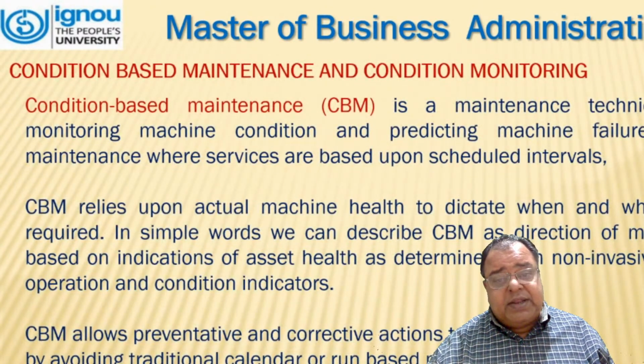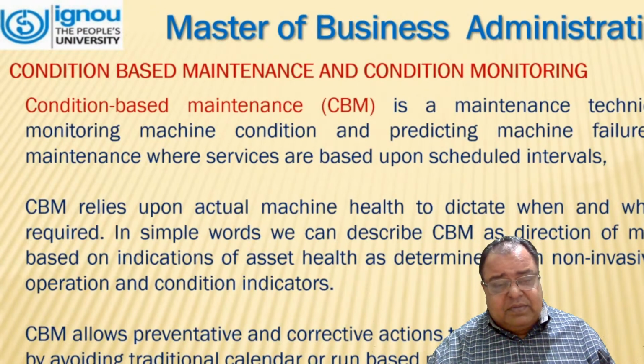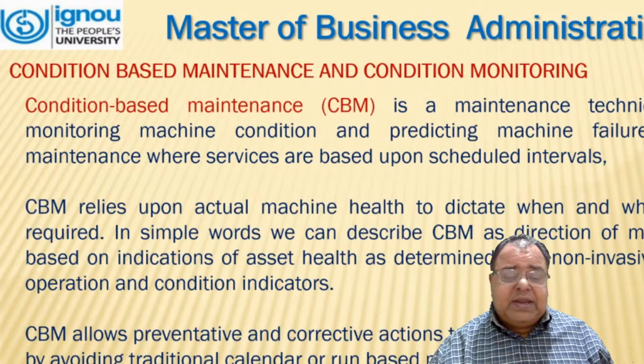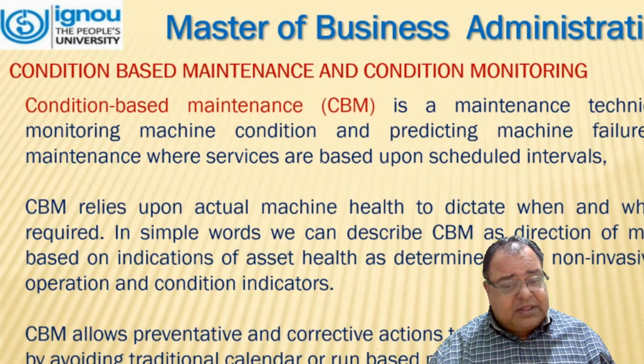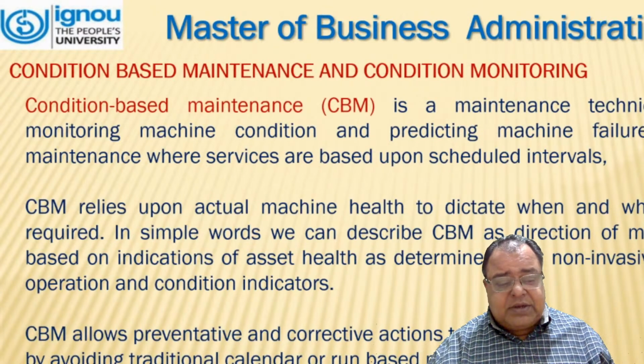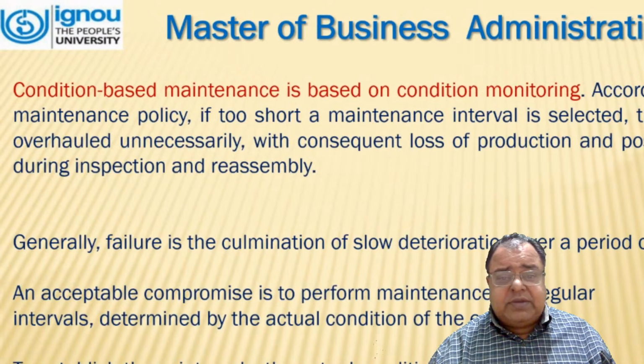Now, what is condition based maintenance and condition monitoring? Condition based maintenance is a maintenance technique that involves monitoring machine condition and predicting machine failure. Unlike periodic maintenance, where services are based upon scheduled intervals, CBM relies upon actual machine health to dictate when and what maintenance is required. In simple words, we can describe CBM as direction of machine maintenance actions based on indication of asset health as determined from non-invasive measurements of operation and condition indicators. CBM allows preventive and corrective actions to be optimized by avoiding traditional calendar or run-based maintenance. Condition-based maintenance is based on condition monitoring.